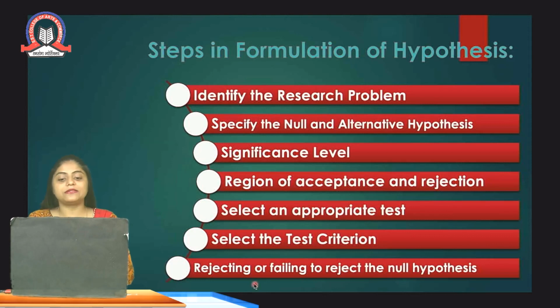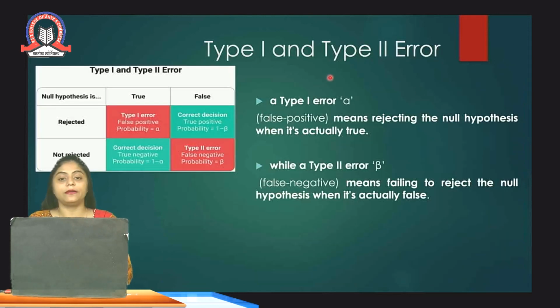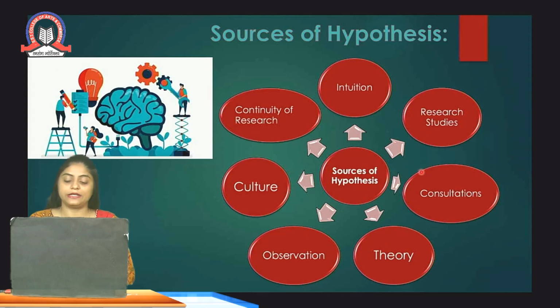The last step is rejecting or failing to reject the null hypothesis. If we make the wrong decision, then type 1 and type 2 errors may occur. What is type 1 error? Type 1 error means rejecting the null hypothesis when it's actually true, and it is denoted as alpha. What is type 2 error? Type 2 error means failing to reject the null hypothesis when it's actually false. It is denoted as beta. Okay, so these are all the steps in hypothesis testing.